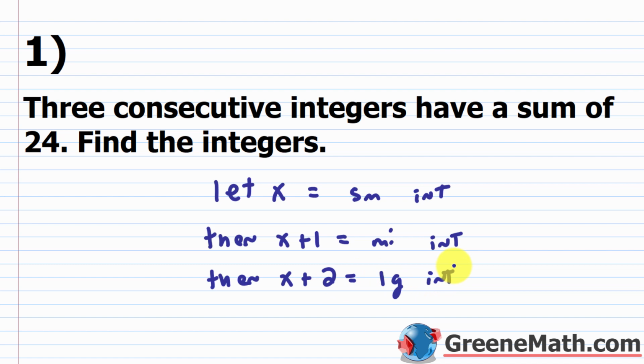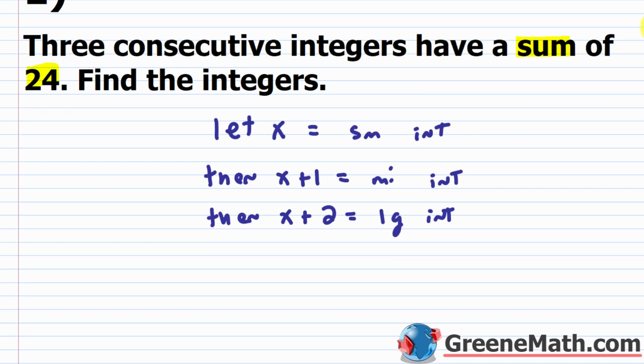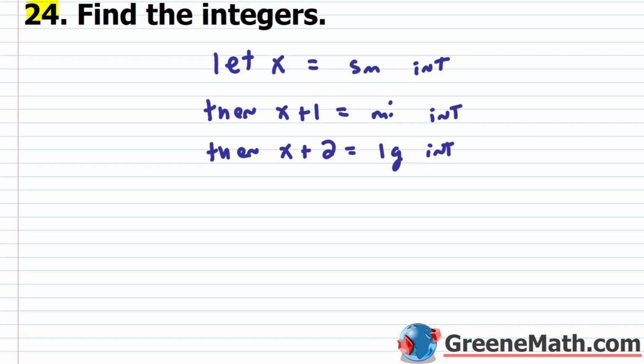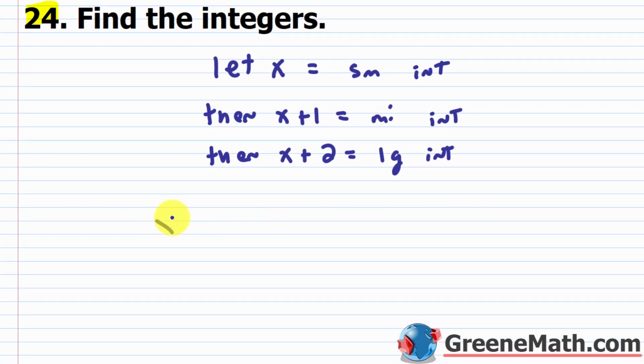Okay, so to get an equation here, we know from this problem that the sum is going to be 24. So I can add x to x plus 1 to x plus 2, set that equal to 24, and then I can solve for this smallest integer and then figure out the other ones. So let's go ahead and set this up. We're going to have x plus x plus 1, then plus x plus 2, and again, this equals 24.